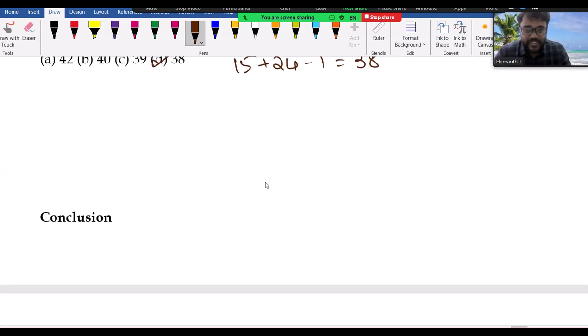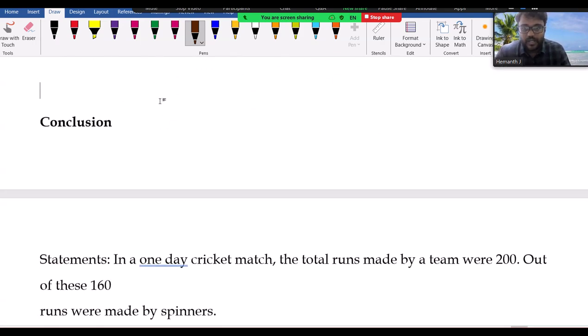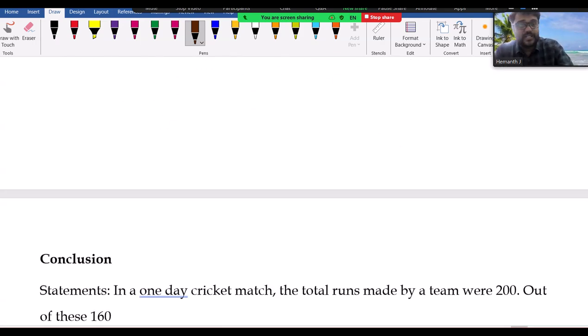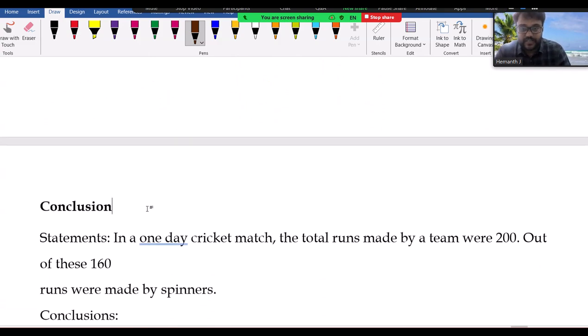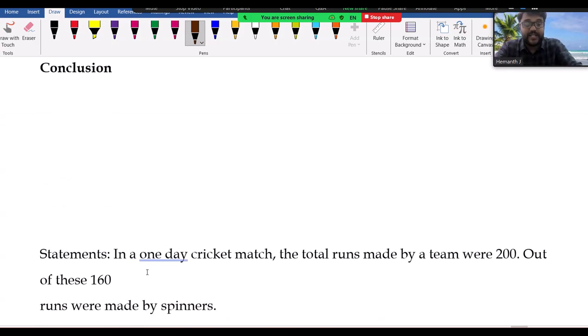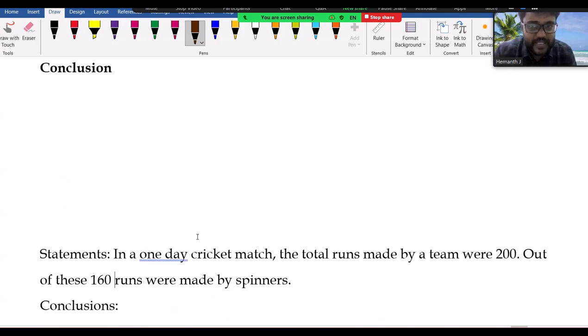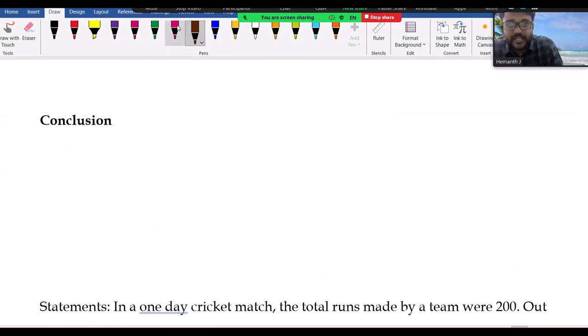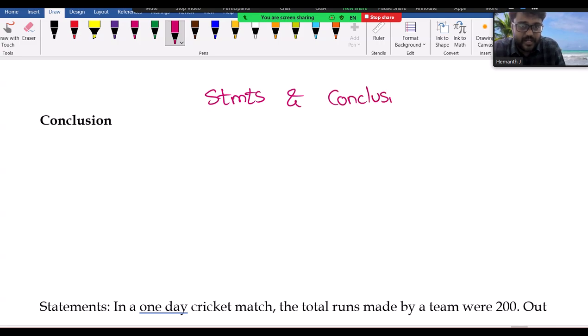Now let's see the next question type, related to the concept of statements and conclusions. This is important for TCS as well as Accenture. The remaining companies ask it very rarely, here and there. This is statements and conclusions. They give a statement and you have a conclusion. So what is to be done?